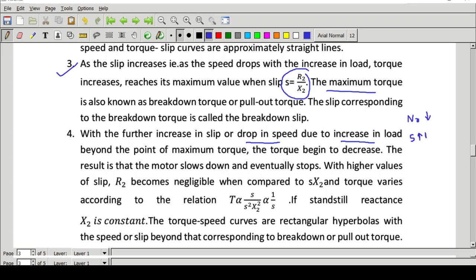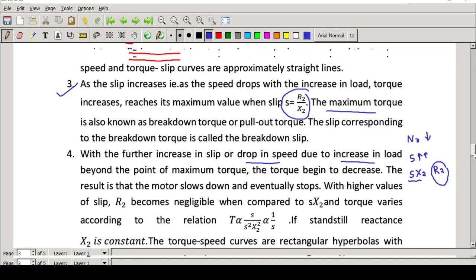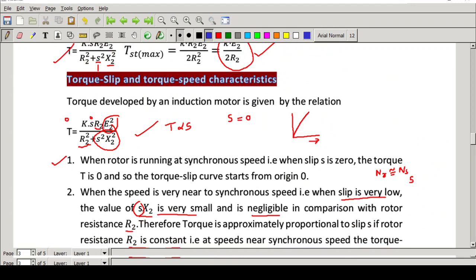So the slip will become very high, and the value of S into X2 will be very high when compared to the resistance R2. So now we are going to ignore R2. We are going to consider only S X2. So in this expression we are ignoring R2, and the value of X2 is assumed to be constant, and this S will cancel. E2 is also assumed to be constant. So finally what we get is T is inversely proportional to the slip.